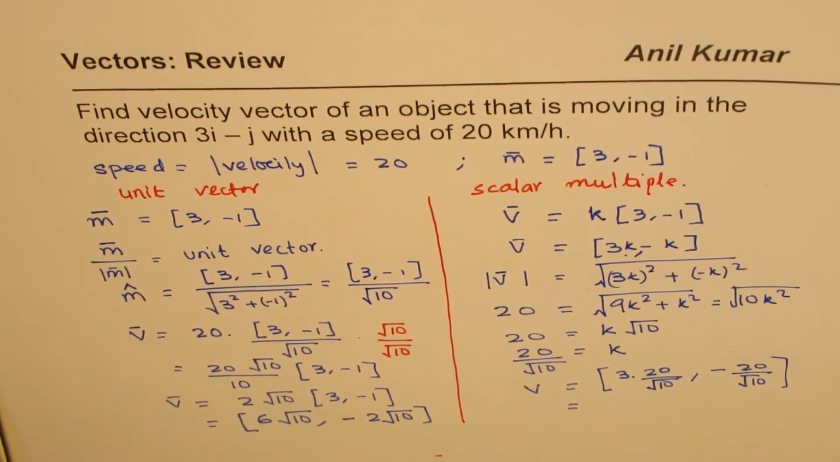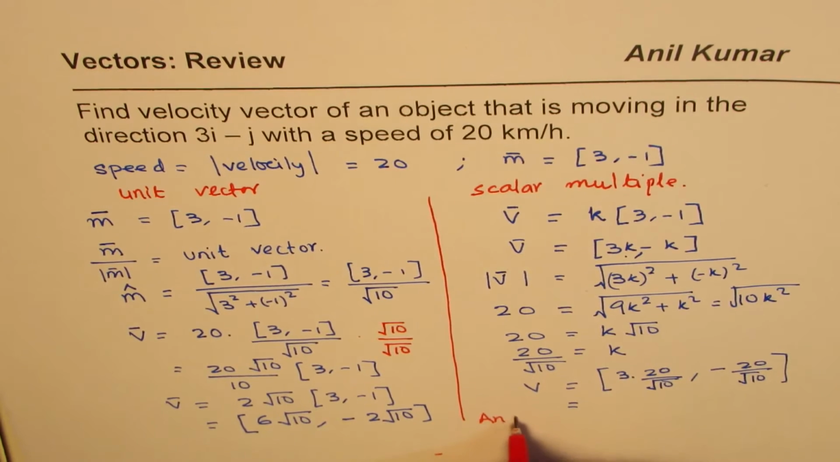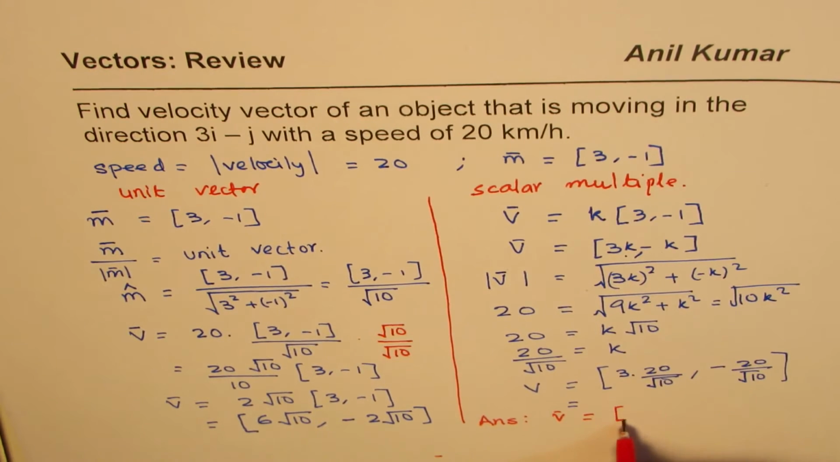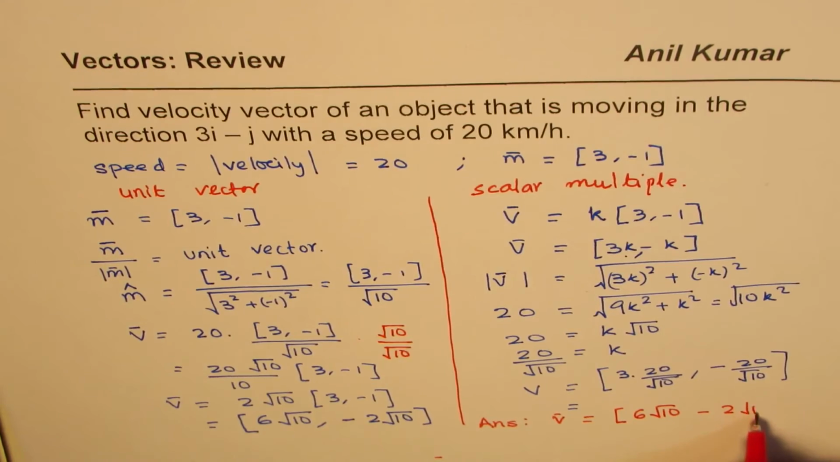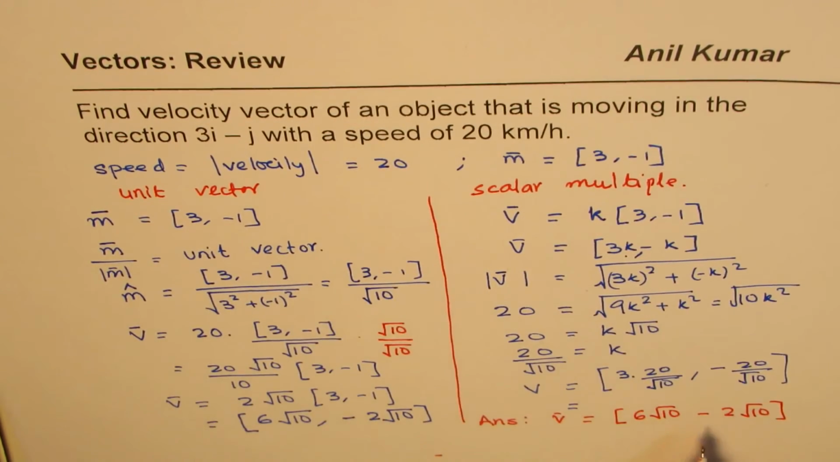So that is how you could do it, and these are two different ways of getting to the same answer. The velocity vector will be (6 square root 10, -2 square root 10). This vector has a magnitude of 20 and a direction of (3, -1).